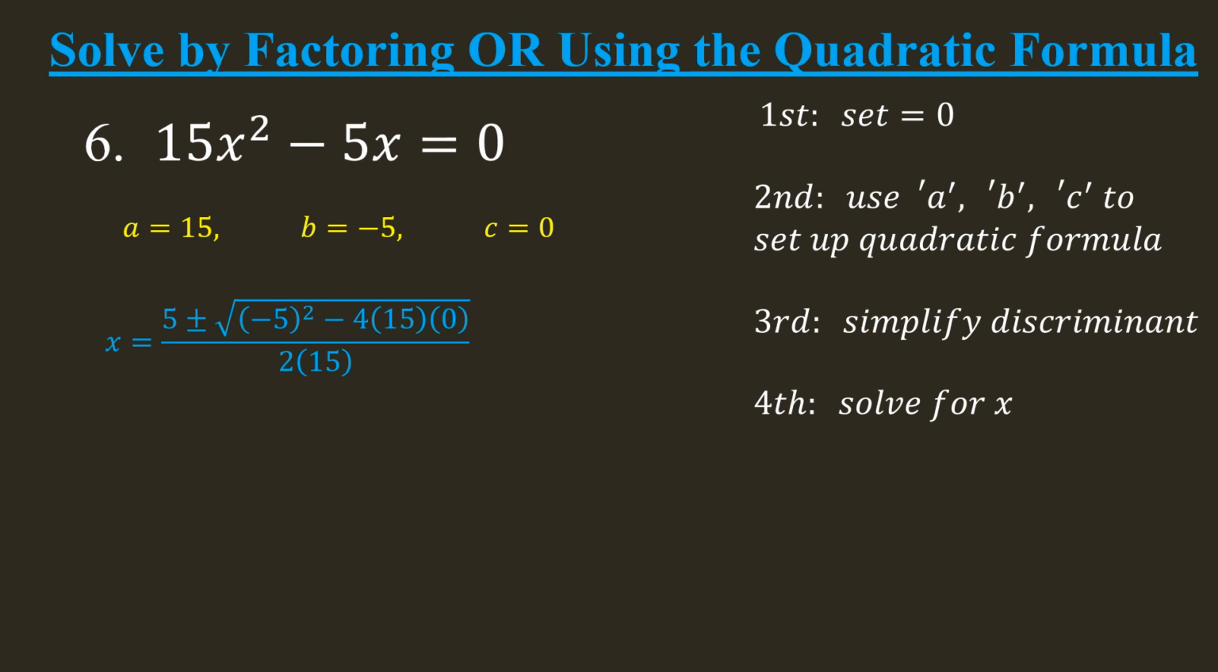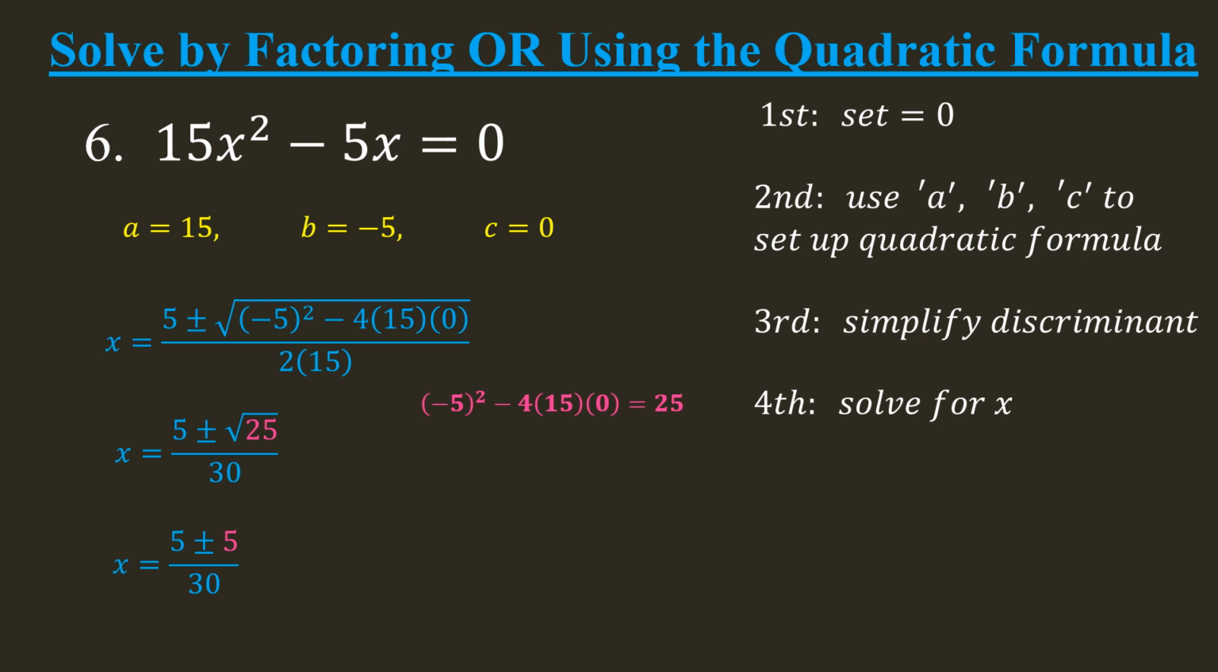Setting up our quadratic formula, we get x equals 5 plus and minus the square root of the quantity negative 5 squared minus 4 multiplied by 15 multiplied by 0 all over 2 multiplied by 15. The discriminant will be negative 5 quantity squared minus 4 times 15 times 0, which actually just simplifies to give us 25. So we get x equals 5 plus and minus the square root of 25 all over 30. We know the square root of 25. That is a positive discriminant. That's going to give us two real solutions.